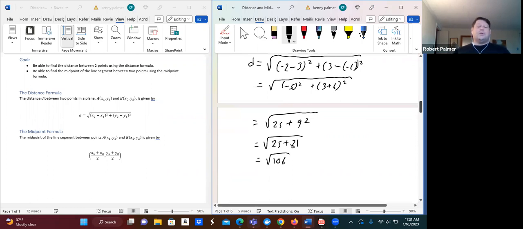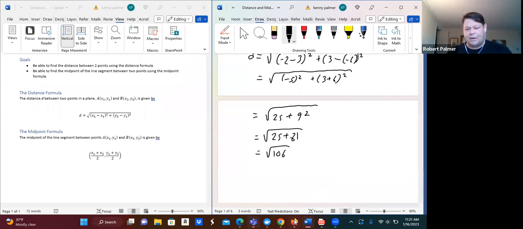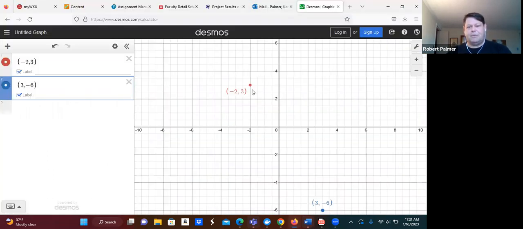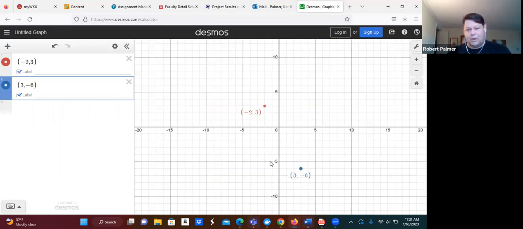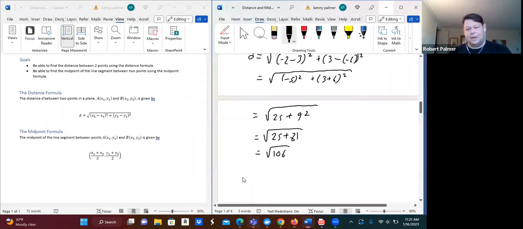Okay, so as long as you do everything correctly and you're careful with your signs, it doesn't matter which one we call our first point and our second point. That's the distance formula and how to use it. One more thing I can say: if we imagine drawing a right triangle between these points in the same way we did before, then that distance would be the hypotenuse, and that would give us the length of that side of the triangle. Okay, next let's talk about the midpoint formula.